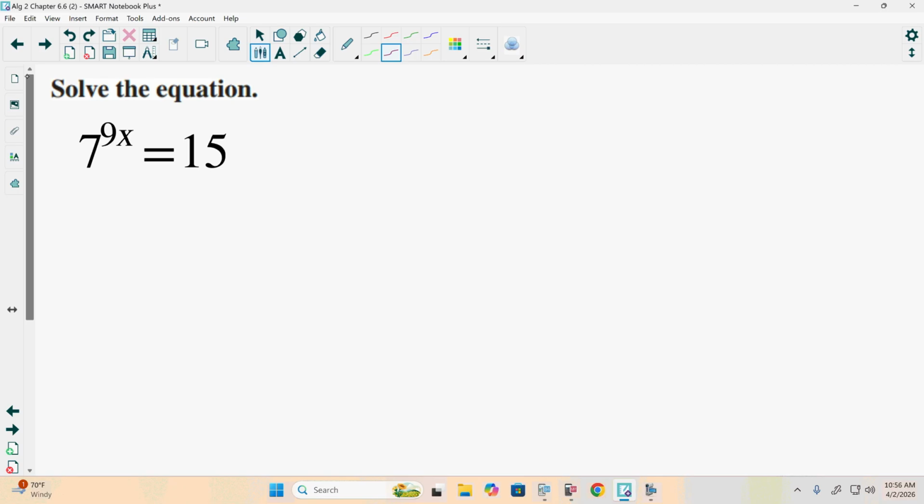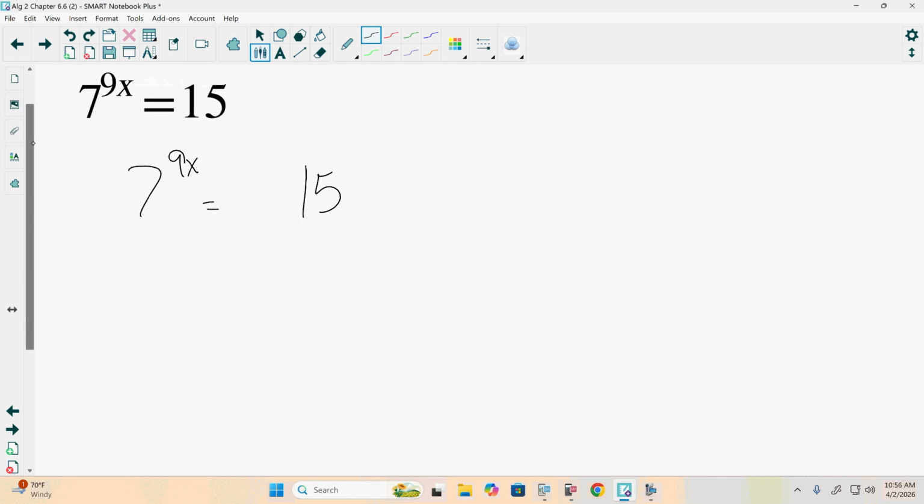7 to the 9x equals 15. This looks a little different, but we're going to treat it the exact same as we've been doing. The first main goal is to get one term on either side, and we have that. I'm rewriting it to have space for our second step, to get that variable out of the exponent. To do that, I'm going to apply a logarithm to both sides.